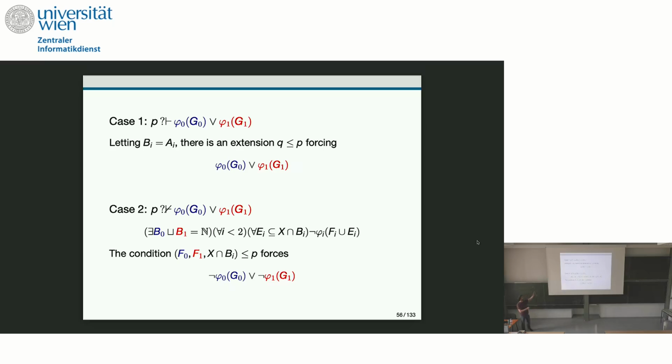So if it holds, it's super. By design, we can find an extension for which it holds. And if it does not hold, then we can find a witness of failure, and we try to satisfy this witness of failure at the same time as we satisfy our original instance. And because we satisfy the witness of failure, then the negation of the formula will be forced.